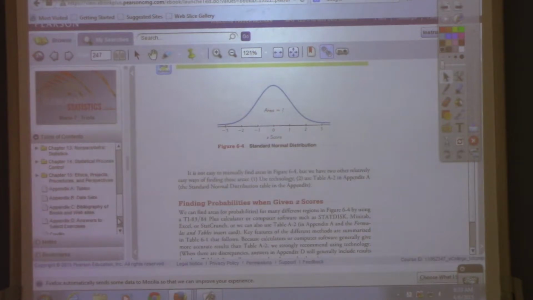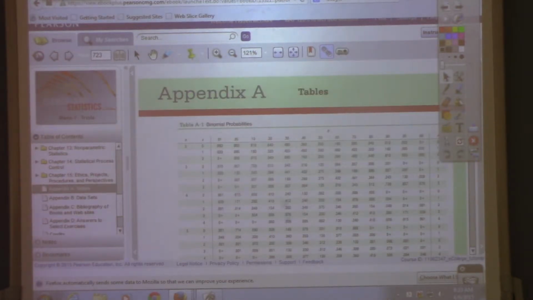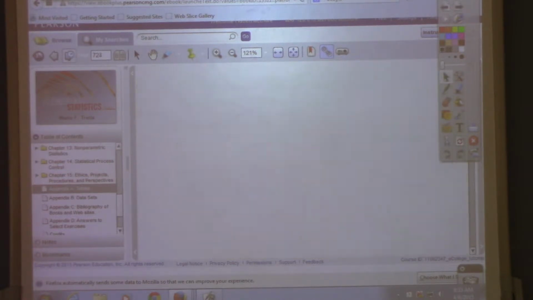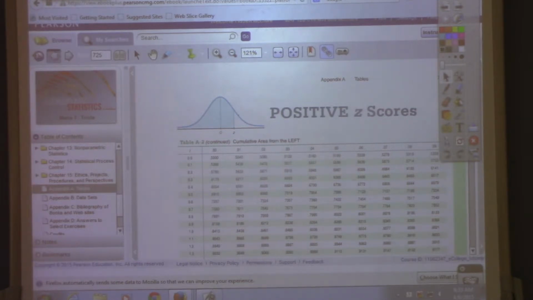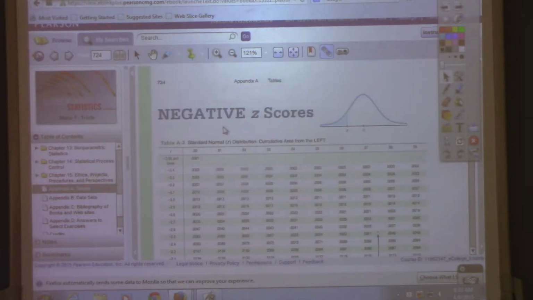Somewhere in here, there's a table. There it is. A, and then go to A2. It's the one that says negative z-scores and positive z-scores. If you do not have a book or a table, you can easily Google it by typing in Triola and then whatever edition this is, and then put z-table, and then it'll pull it up, and then you print it out.